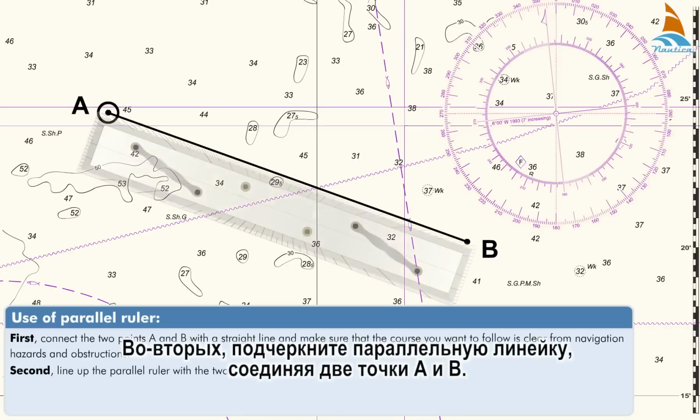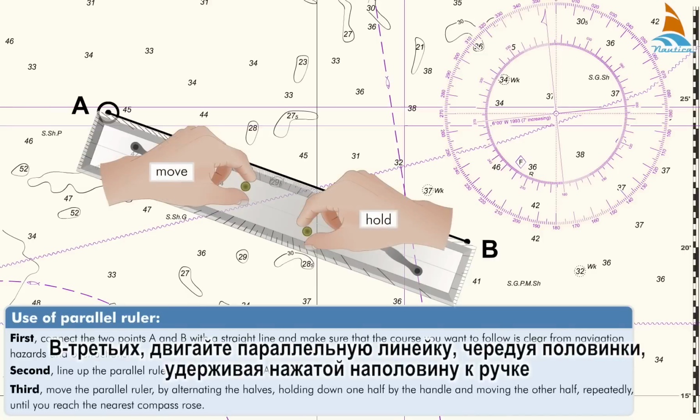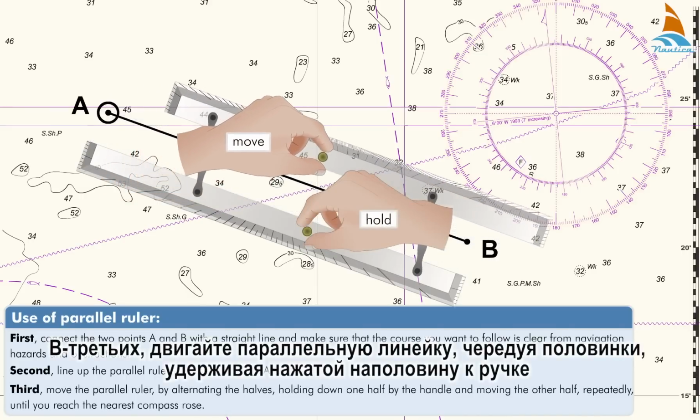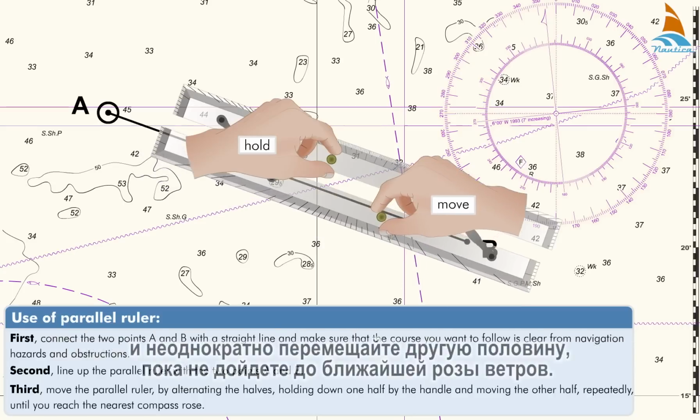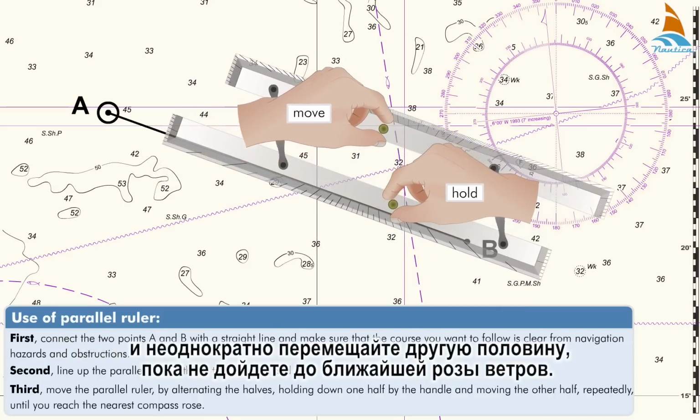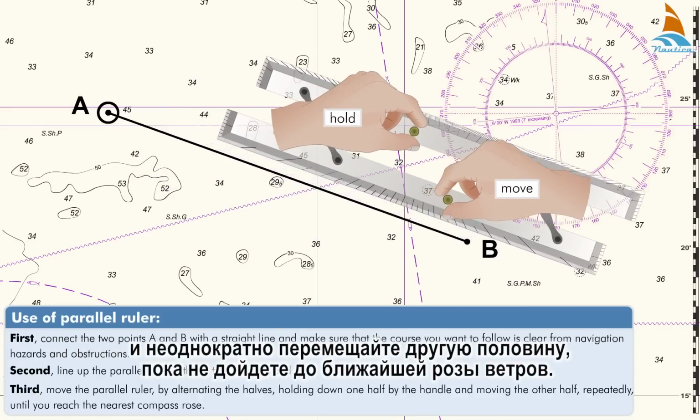Secondly, line up the parallel ruler with the 2 points A and B. Thirdly, move the parallel ruler by alternating the halves, holding down one half by the handle and moving the other half repeatedly until you reach the nearest compass rose.